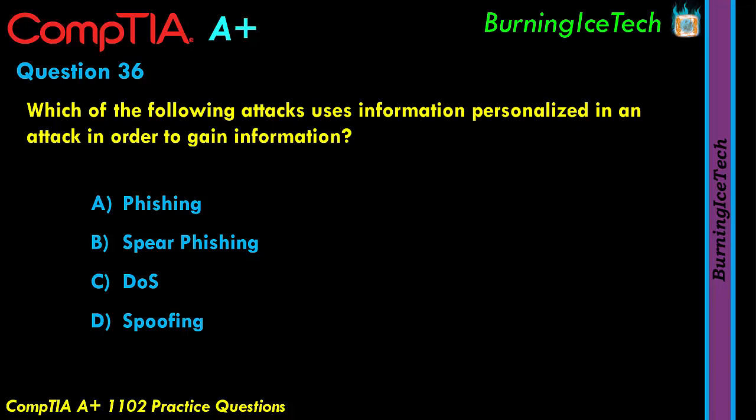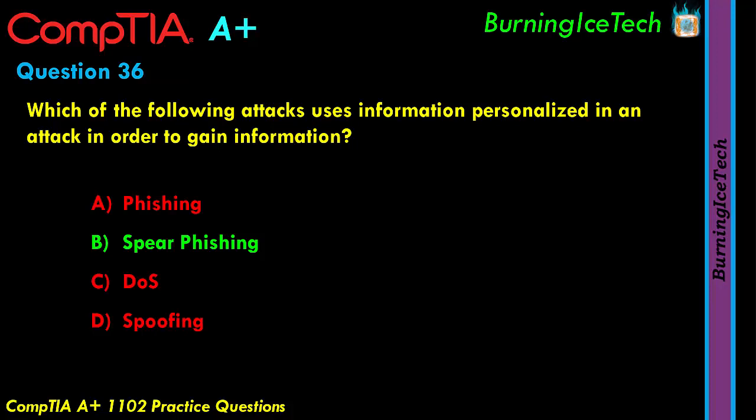Is it phishing? It's plausible. The question does state at the end to gain information, but phishing is just to gain random information from random people. So A is plausible, but it's not the full answer. Is it B, spear phishing? Yes. Spear phishing is also gaining information from people, but that is when you or someone or something are targeting a certain individual by customizing your attack. So the answer here actually is B, guys.